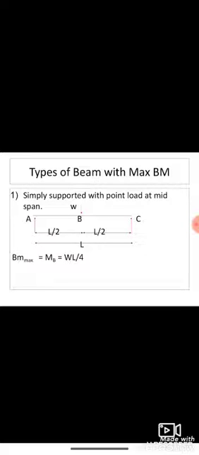Today we will solve two numericals. These are the formulas which we have already seen in our previous lecture. These are the formulas to find bending moment for various cases.